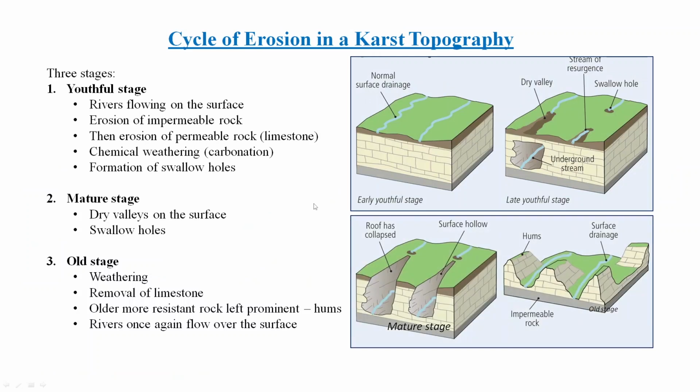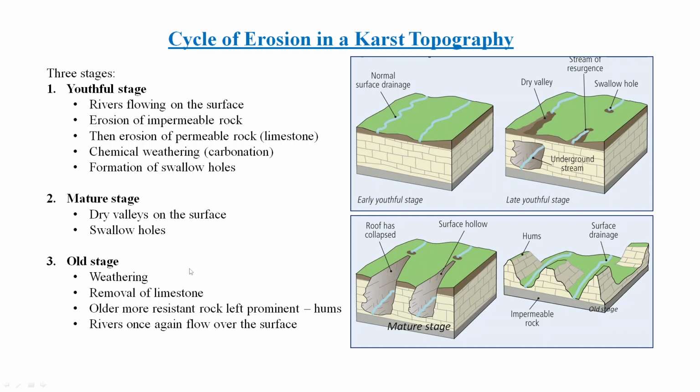So, the cycle of erosion in a karst topography is a cycle of 3 stages. The first is the youthful stage, when your rivers are flowing on the surface, leading to the erosion of impermeable rock, then erosion of the permeable rock, for example, your limestone or gypsum, then chemical weathering under the process of carbonation that will lead to the formation of shallow holes. In the mature stage, the water table in the dry valleys will go down a little bit. So, more sinkholes will form.